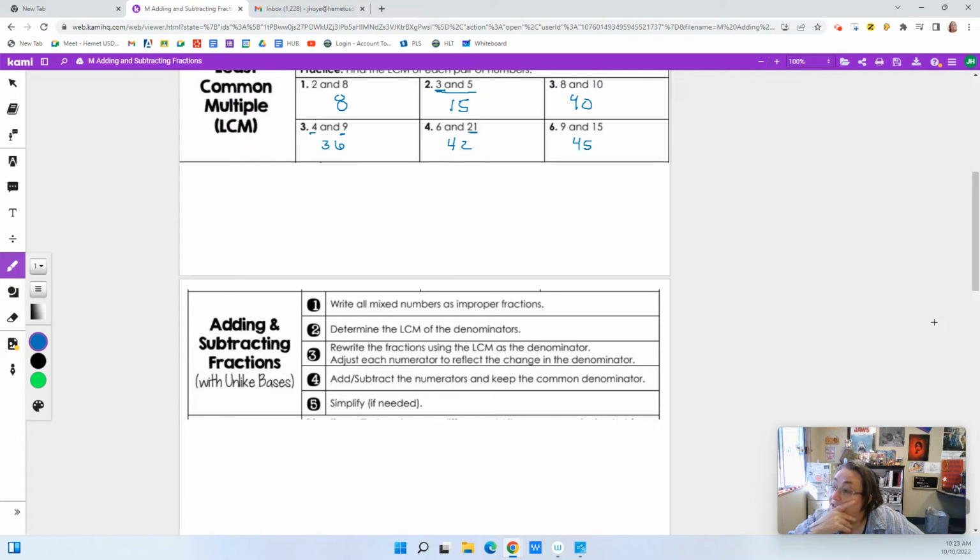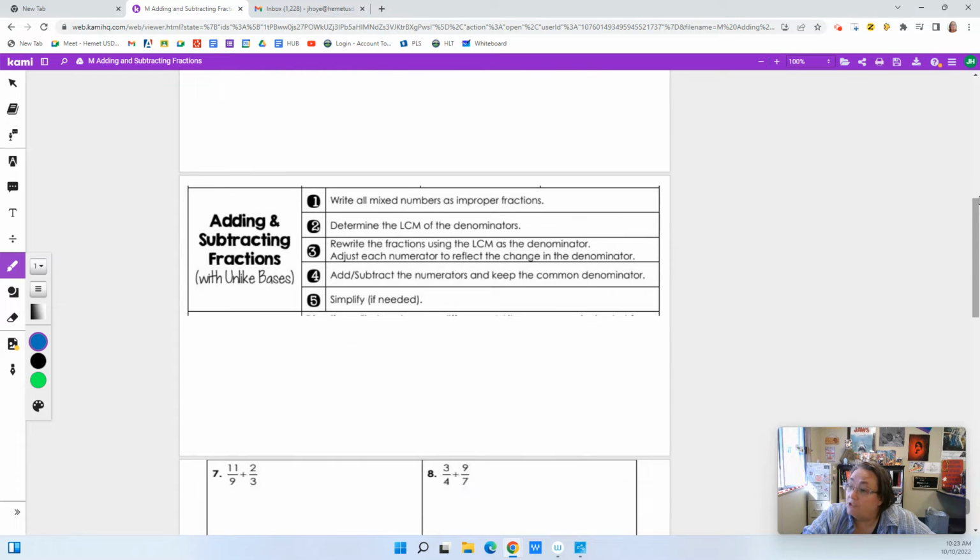Then we're going to determine the LCM, the least common multiple of the denominators. Rewrite the fractions using, there's a lot, this says a lot. It's so much easier to do than it sounds like in writing. Rewrite the fractions using the least common multiple as the denominator. Adjust each numerator to reflect the change in the denominator. I will show you how to do that. Add or subtract the numerators and keep the same common denominator. And then simplify if you can, right? What does that look like? Well, I'm going to show you.